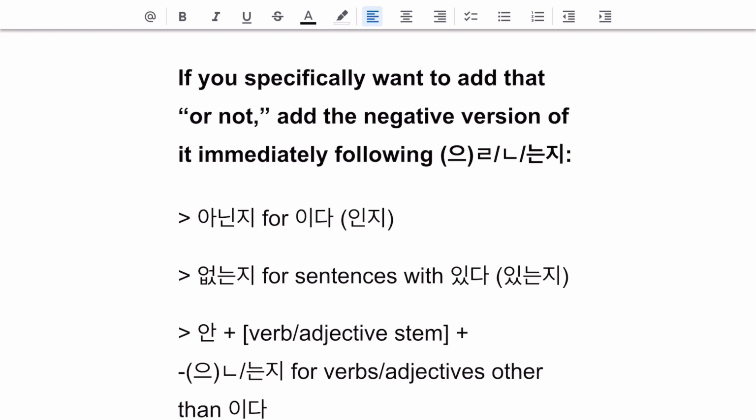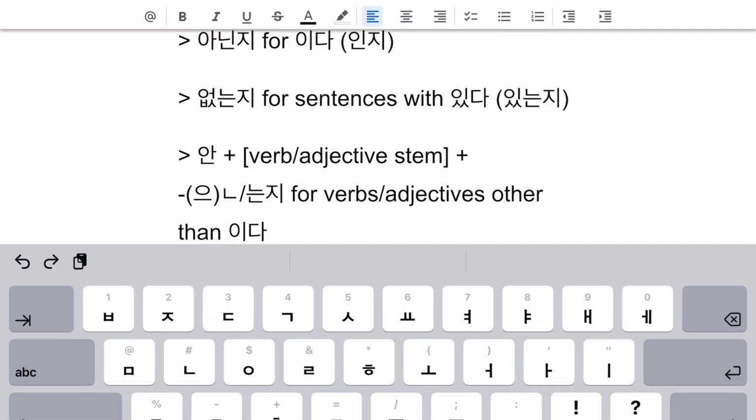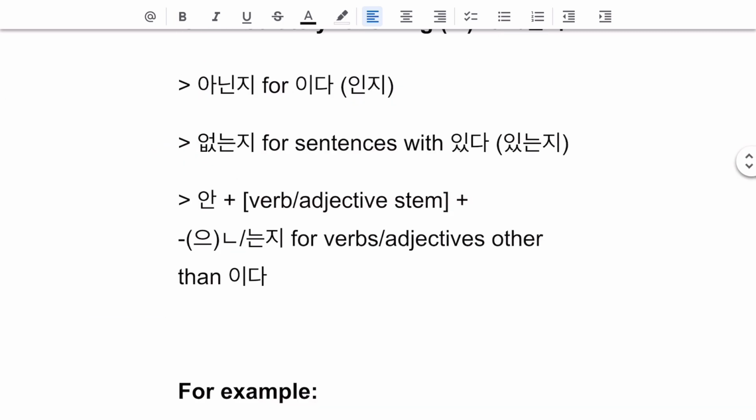Another thing you can do with this is to really add that "or not" in there. You can add the negative version of the verb or adjective or noun, and then have it immediately follow it. So 아니다, to not be, 아닌지. Earlier we had 금인지, so we could say 금인지 아닌지. Is it gold or not? 진짜 금인지 아닌지. Real gold or not.